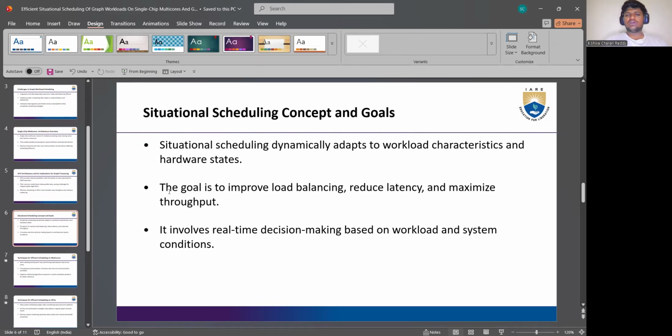Coming to situation scheduling concepts and goals. Situation scheduling dynamically adapts to workload characteristics and hardware states. The goal is to improve workload balancing, reduce latency, and maximize throughput. It involves real-time decision making based on workload and system conditions.